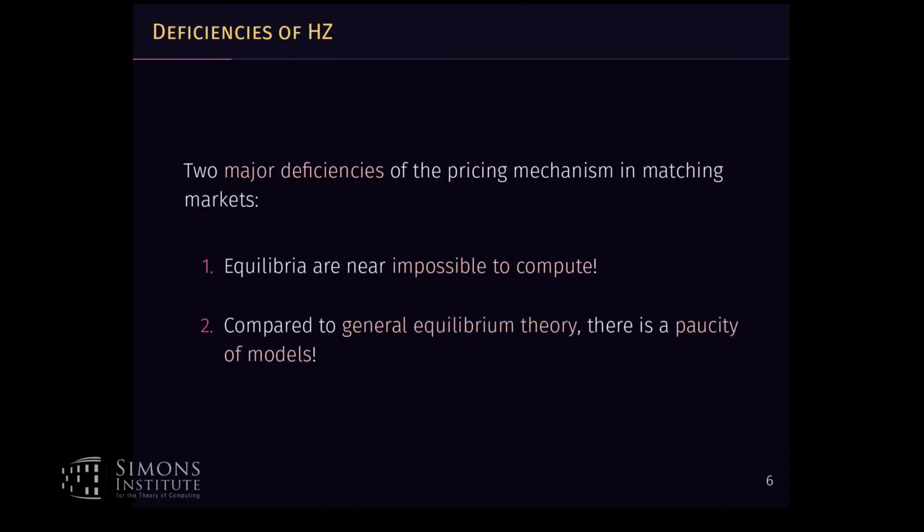And the second is that when you think about these matching markets that I just described with the HC equilibrium, it's a very restricted setting. It's linear utilities, one-sided. And if you compare that to all the beautiful models we have in general equilibrium theory that are pricing based, there's a pretty big paucity of models for matching markets. Okay, so let's get started on the intractability.